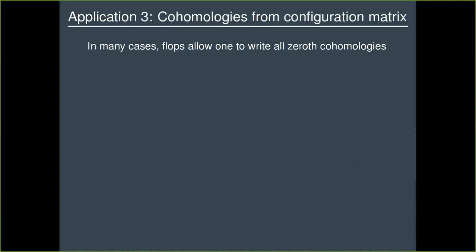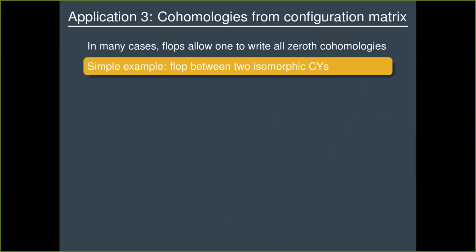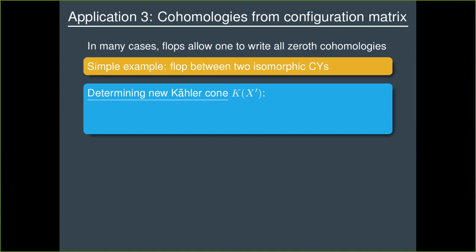Okay, a third application of non-ambient flops is that in many cases, this allows you to immediately write down all the zeroth cohomologies. A simple example is when you have a flop between two isomorphic Calabi-Yaus. So how do you determine the new Kähler cone when you pass through to the new Calabi-Yau?